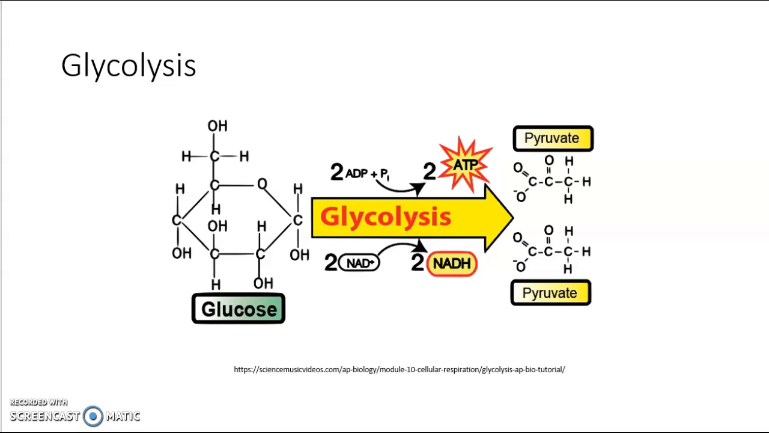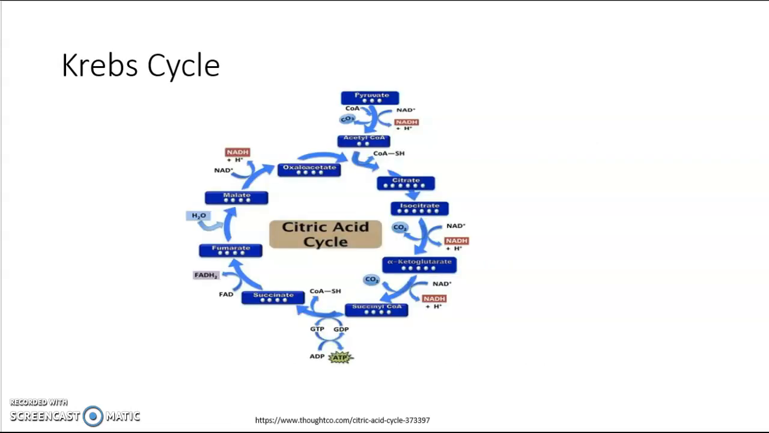In the payoff phase, 5 additional steps are completed, resulting in the formation of 4 ATP, 2 NADH, and 2 pyruvate molecules, ultimately resulting in 2 net ATP. These products then enter the Krebs cycle, which consists of 8 steps.